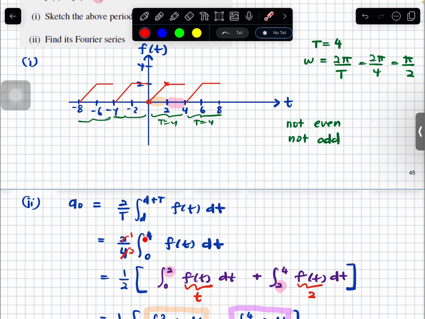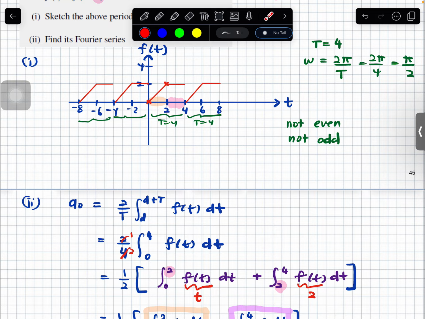And then this integral from 0 to 4, since it consists of 2 different curves, you have to separate the integral limit. It means that this integral can be separated into 2 by putting the integral limit from 0 to 2 and 2 to 4. If you add these together, you will get 0 to 4, similar to the original. But since this is a piecewise function, you must do it like this. You must separate the integral limit.